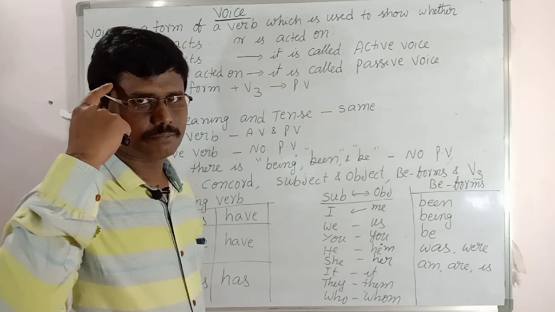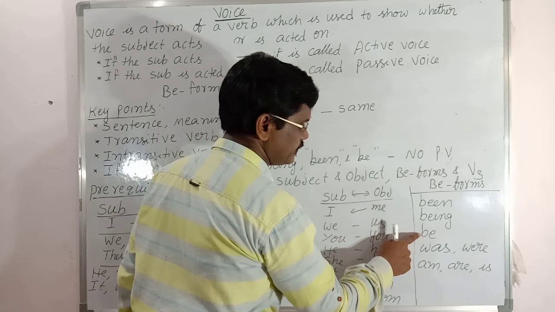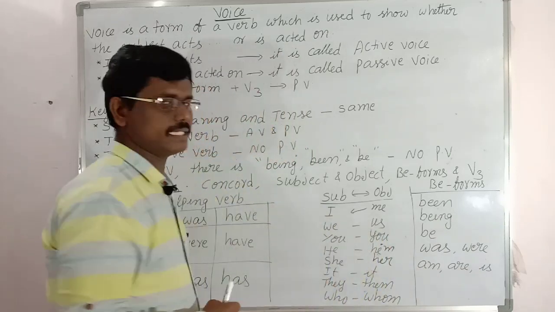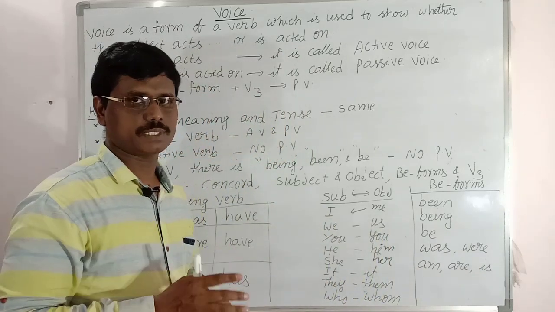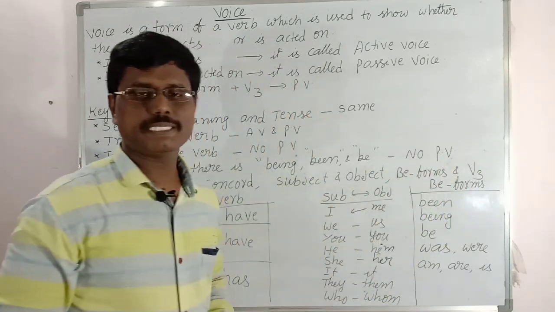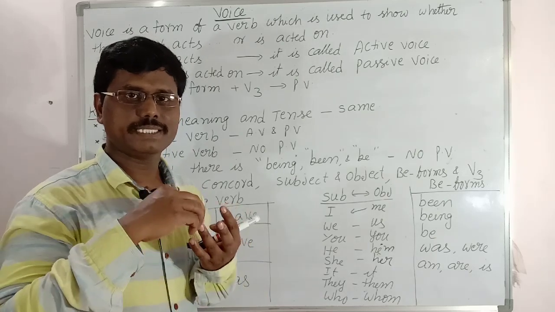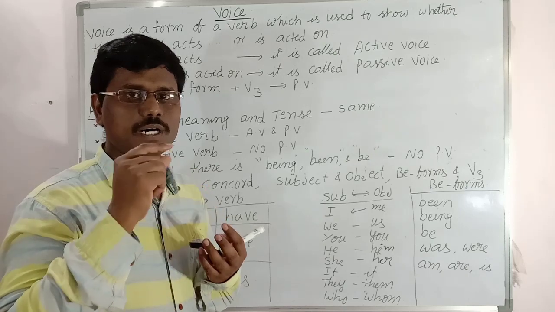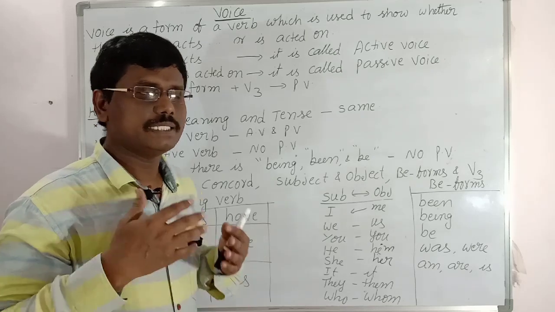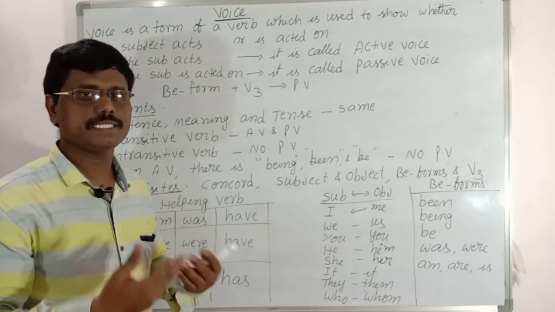Next, you should have in mind the be forms: been, being, be, was, were, am or is. Keep the be forms in mind. These be forms are very important. And the next one is verb 3 forms. That means the past participle form of the verb. For example, do, did, done, verb 3. All verb 3s you should know. Then only you can change the given sentence from active voice into passive voice easily.